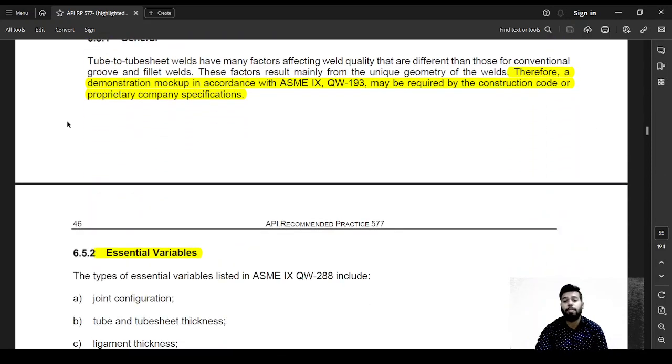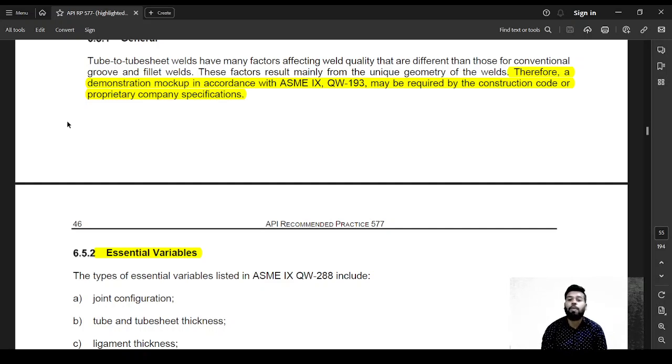Tube to tube sheet welding procedure. Tube to tube sheet welds may have many factors affecting weld quality that are different from those of conventional groove and fillet welds. These factors are mainly unique to the geometry of the weldments.